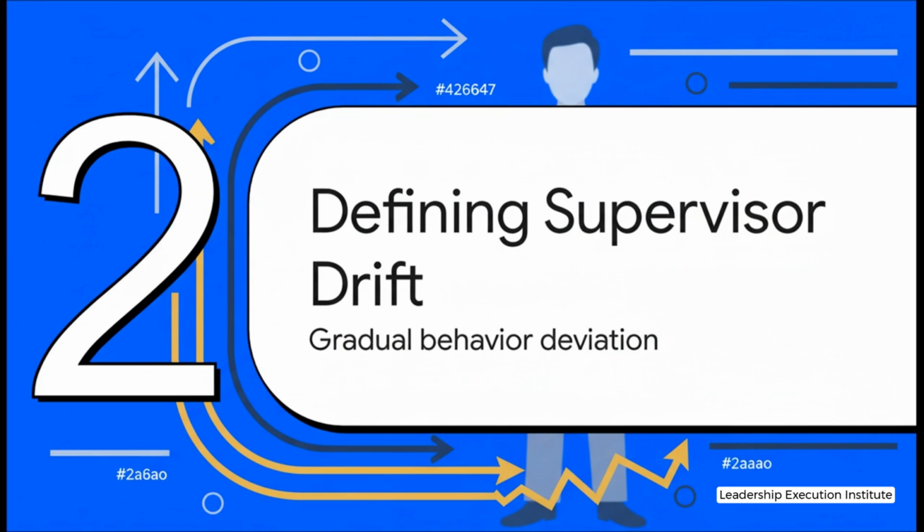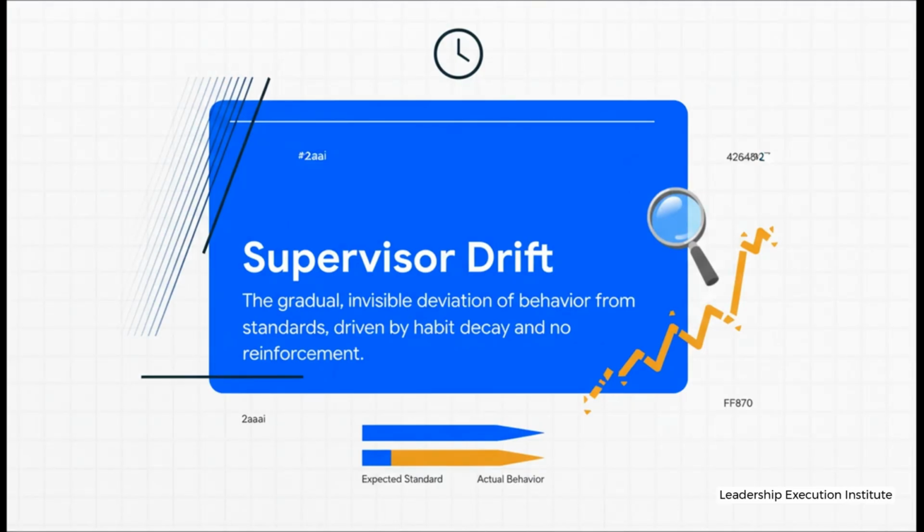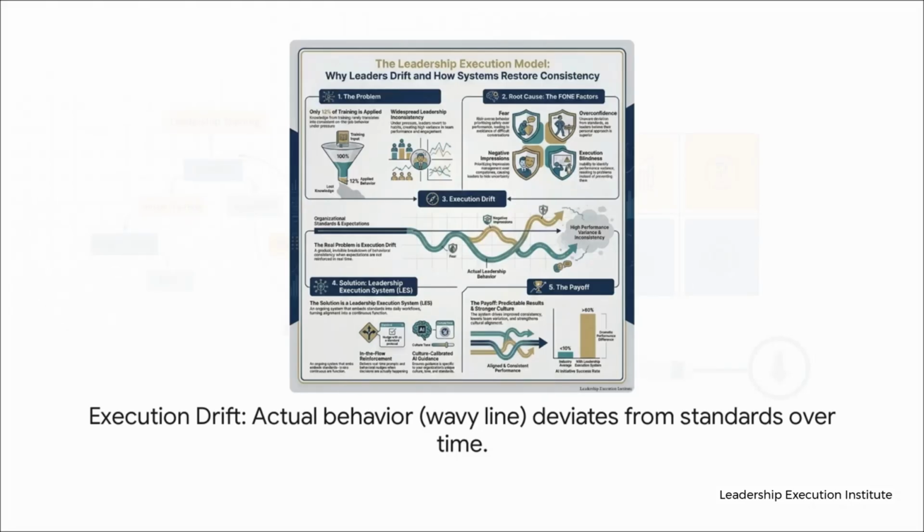So what is it? Well, it's the gradual deviation of behavior from the standards an organization sets. So here's the formal definition. Supervisor drift is the gradual and often invisible deviation of leadership's behavior from organizational standards over time. Now, what's causing it? It's driven by 2 things: human habit decay and the absence of daily reinforcement. The critical point is that this isn't random. It's a predictable phenomenon.